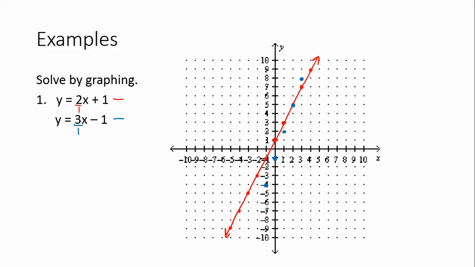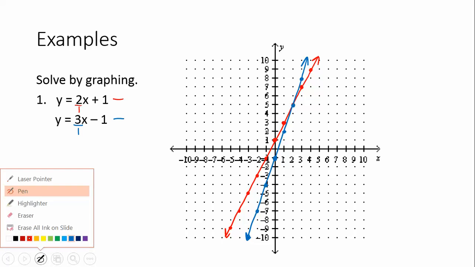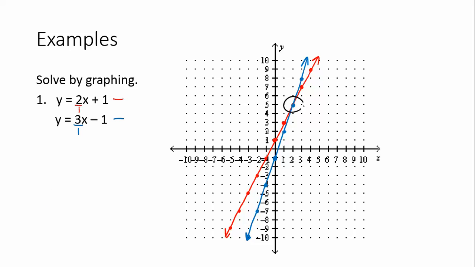Even though I can see where the line already intersects, I like to extend my line all the way across the graph. And then remember, your answer is an ordered pair where the two lines intersect, and we need to name that ordered pair. It is 2, 5.